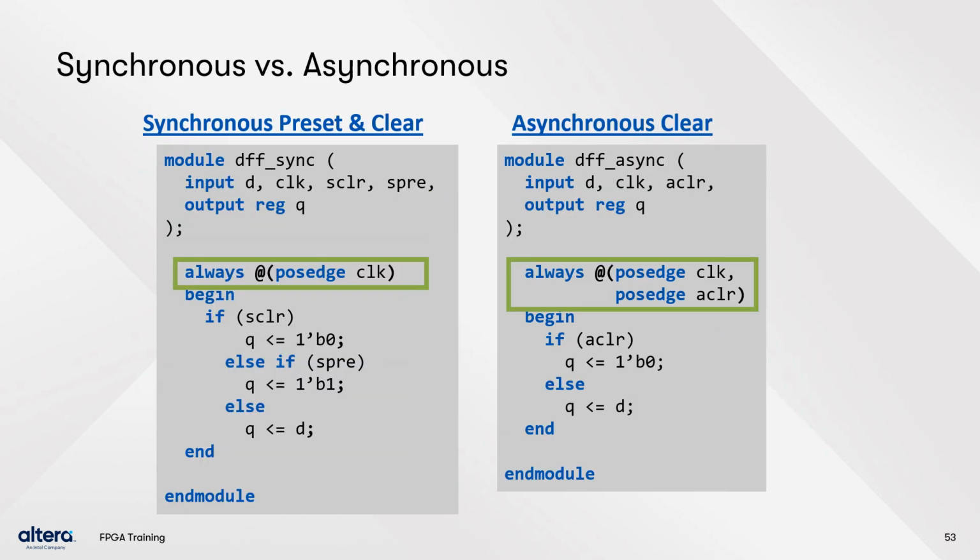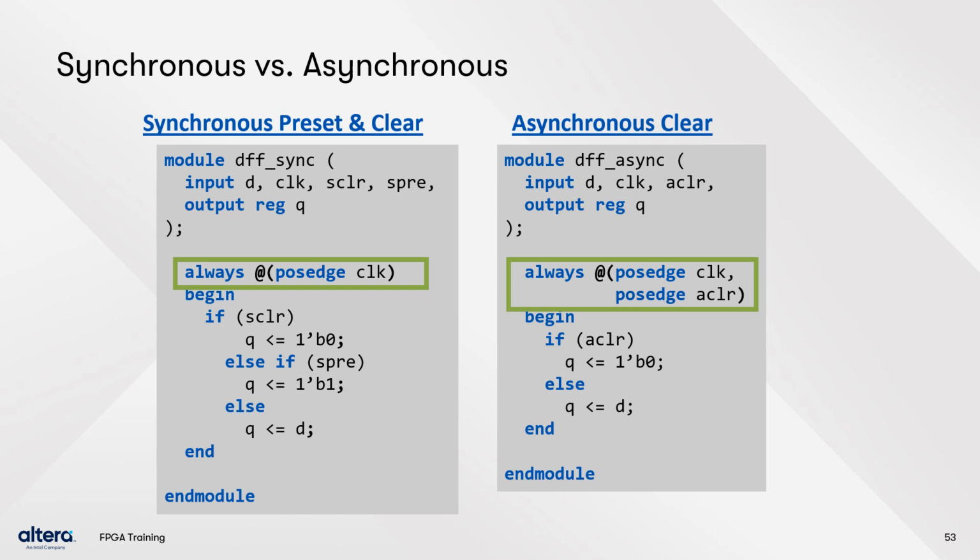The way we code the sensitivity list will result in a control signal being synchronous or asynchronous. We need to include asynchronous signals in the sensitivity list of the always block. Here are two examples of D flip-flops. The example on the left creates a flip-flop with a synchronous preset and clear. You can see that the process is only sensitive to the positive edge of the clock signal. Once the clock goes high, the clear and preset signals are checked in the if statement. If neither preset nor clear are set, then Q gets D.